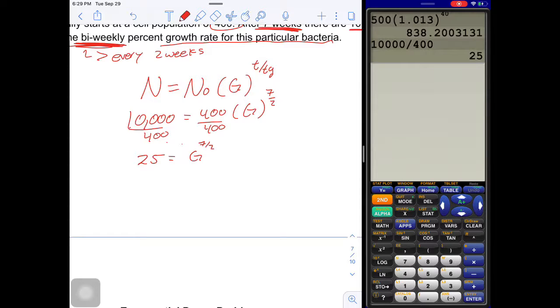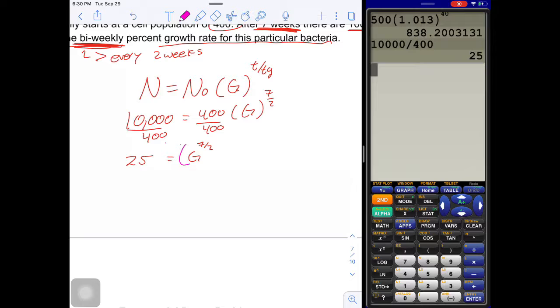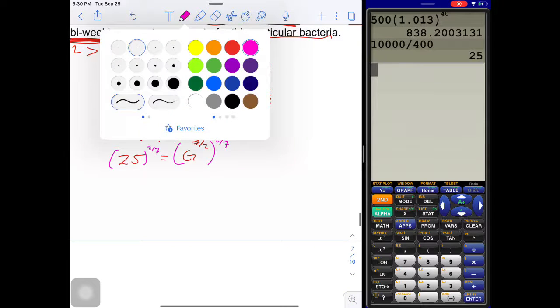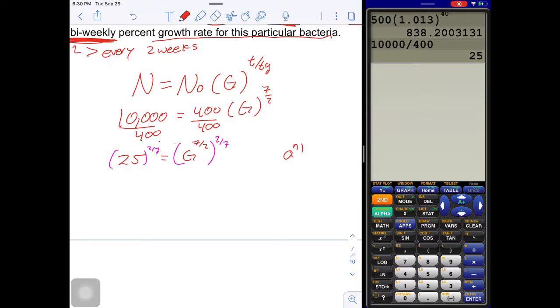Now, how do I get rid of this 7 over 2? Well, this is some exponential laws that you should have watched at this point. And I can use some exponential laws to solve this. So what I'm going to do is put the power of 2 over 7, so I'm kind of canceling that out. And what you do to one side, you do to the other, 2 over 7. Because remember, if you have a number to the power and that thing's being to the power of, then you simply take the exponents and multiply them together. So you would multiply these two numbers together since they're the power of a power. 7 over 7 cancels out, 2 over 2 cancels out, so you're left with G. And then on this side here, you do 25 to the power of 2 over 7.